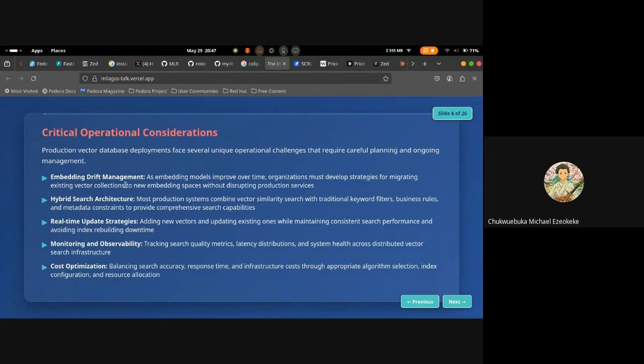The hybrid architecture: most production systems combine vector search with traditional keyword filters.